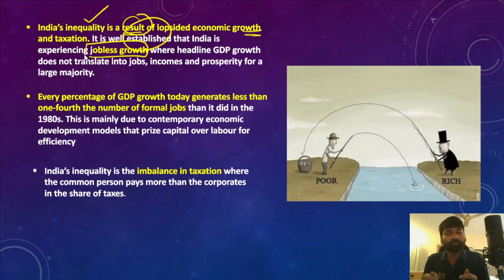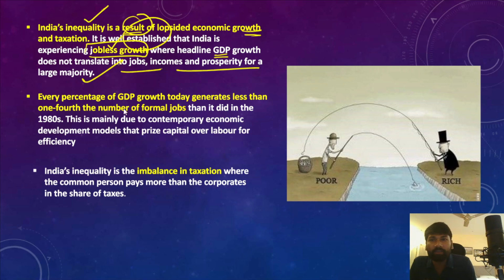Why? If you look at the transition of India's economy, we have made a transition directly from the agriculture sector to the service sector. We skipped the industrial sector, and the industrial sector is one of the largest employment creators. Since we skipped the industrial sector and started emphasizing the service sector, India's growth is known as jobless growth, where even though we have been seeing GDP growth, that has not translated into jobs, incomes and prosperity for the large majority of the people. That is the problem here.